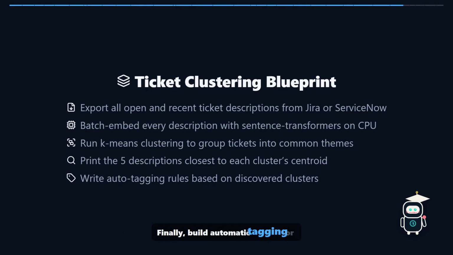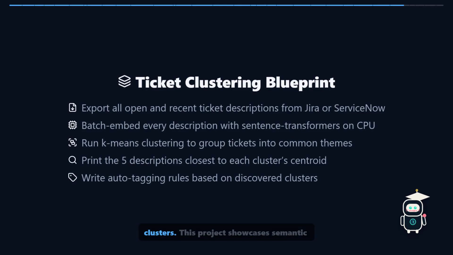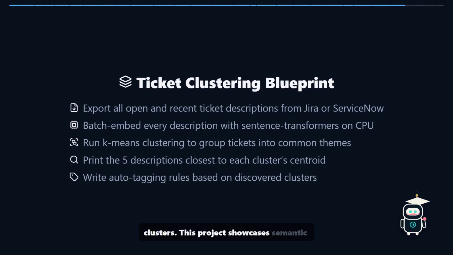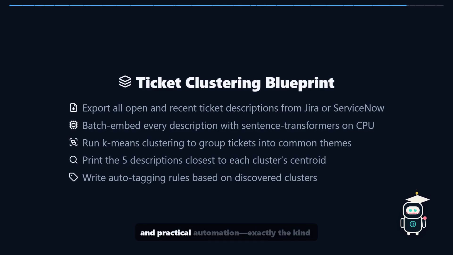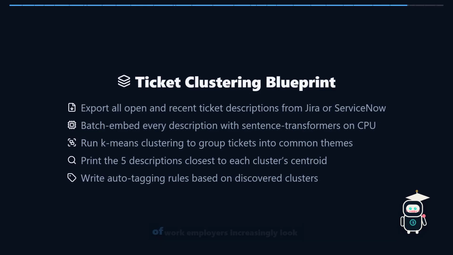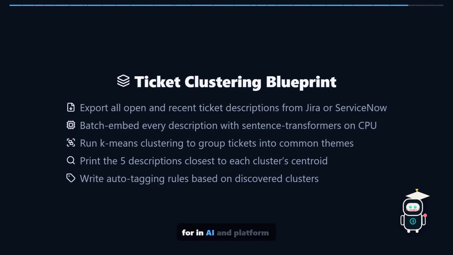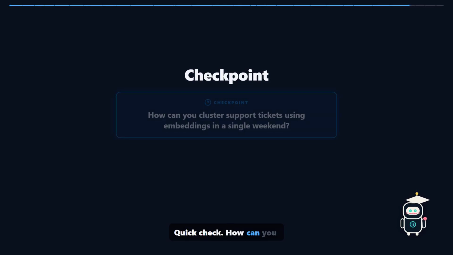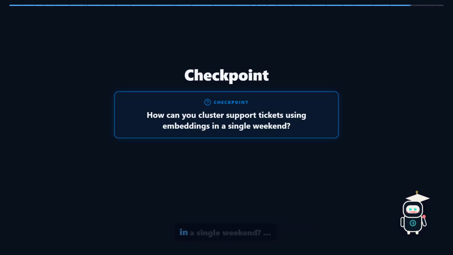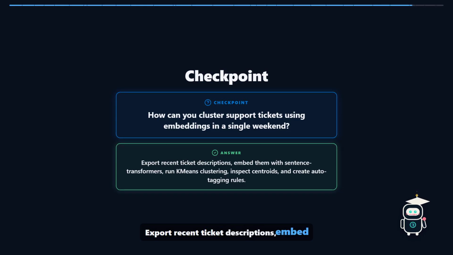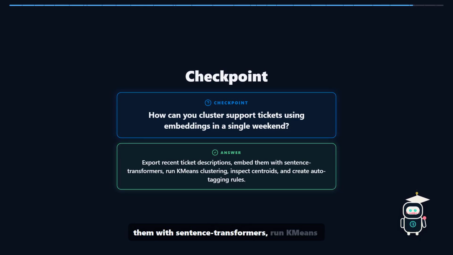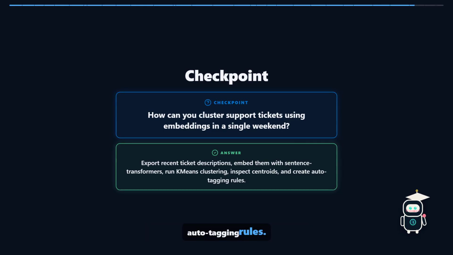Finally, build automatic tagging or routing rules based on those clusters. This project showcases semantic search, machine learning, data analysis, and practical automation. Exactly the kind of work employers increasingly look for in AI and platform engineering roles. Quick check. How can you cluster support tickets using embeddings in a single weekend? Export recent ticket descriptions, embed them with sentence transformers, run k-means clustering, inspect centroids, and create auto-tagging rules.